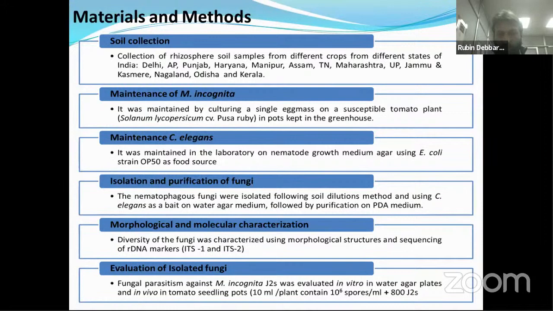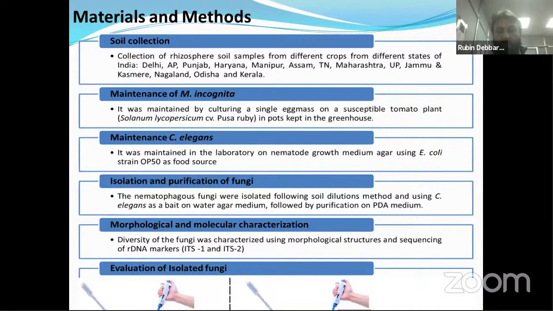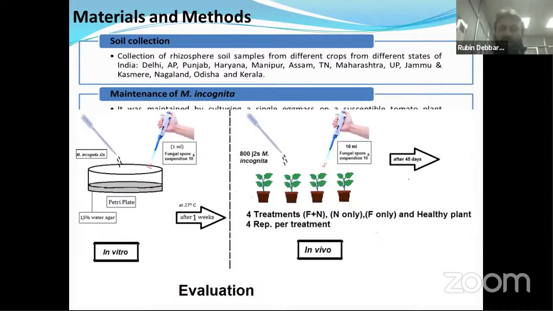For evaluation of the fungus against root-knot nematode, we did in vitro and in vivo assays. In vitro, using the same water agar, we added 100 Meloidogyne incognita J2s and 1 ml of fungal spore suspension at 10^6, and left it for 1 week at 27 degrees. We measured the mortality percentage.